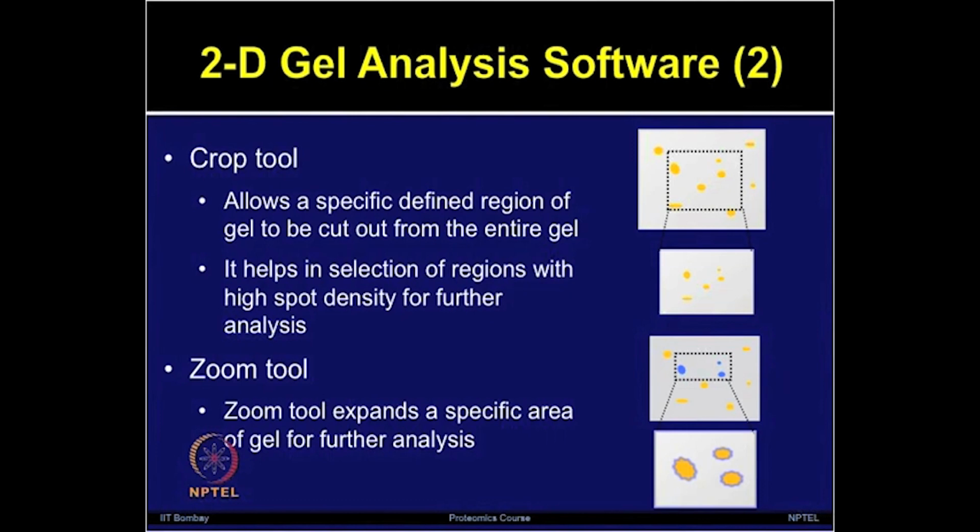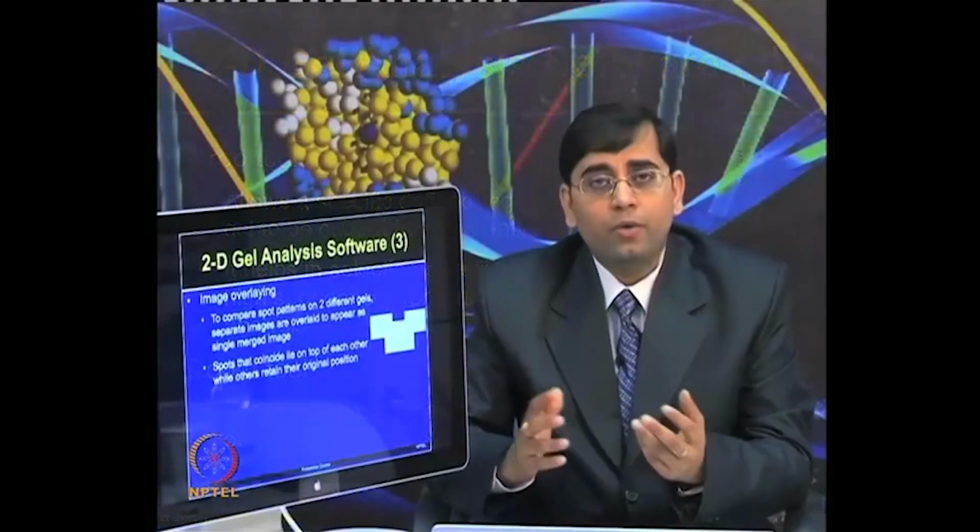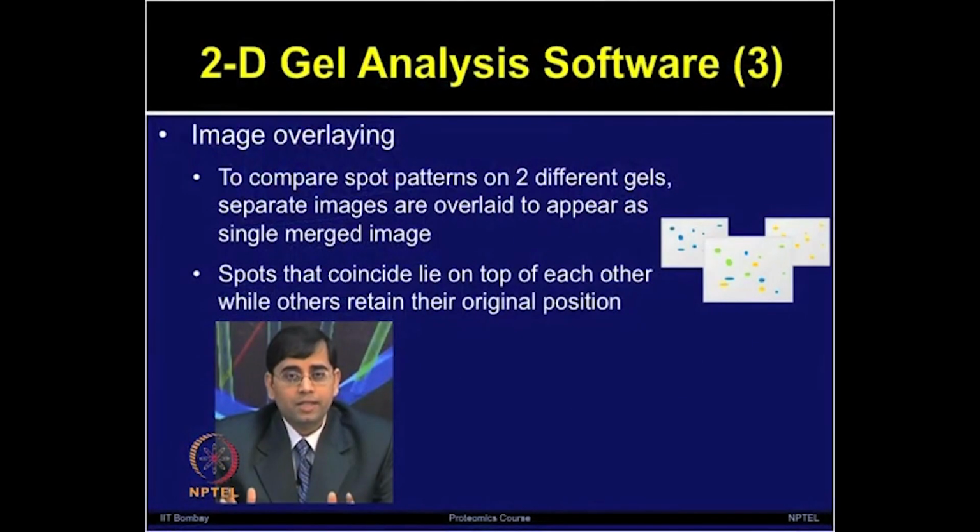Next, you would like to see your spots in more detail. So, you would like to use the zoom tool, which can expand a specific area of the gel for further analysis. Now, image overlaying is a very important aspect, because if you are comparing two gels, on one you have control, on the other you have treatment, you would like to overlay those images together to compare the spot pattern present on the two different gels, because you have acquired two separate images. Now, you need to overlay those so that they appear as a single merged image. Spots which coincide will be on top of each other, whereas you can also locate their original position from each of the individual images. So, image overlaying is an important aspect, where you can merge your control and your treatment gels.